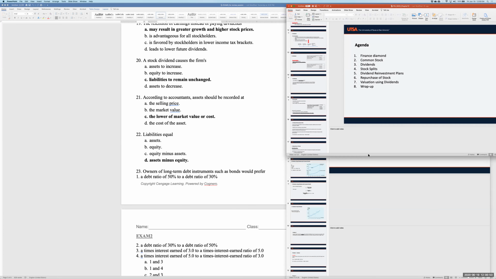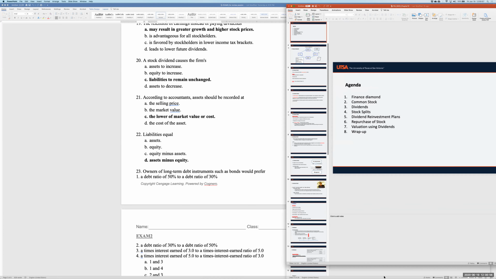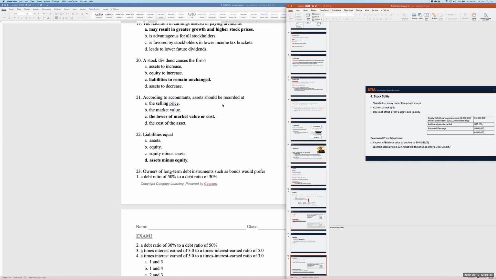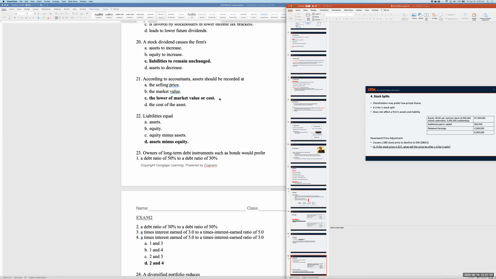If you go to chapter 10 slides, right? Go to chapter 10 and look at this slide, this one. And the next question that we have here. So if you look at this slide and this chapter, you'll see if the company pays dividends in stock, the assets don't change, equity doesn't change. It causes liabilities to remain unchanged. So it doesn't increase assets or equities, or decrease assets. The correct answer is C.